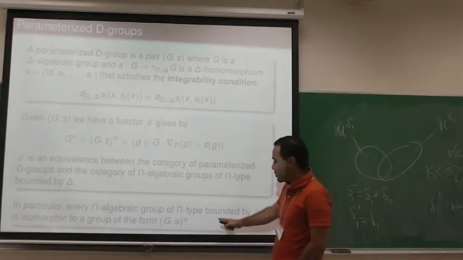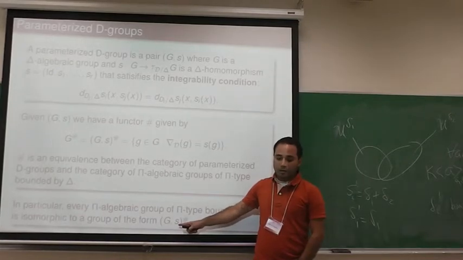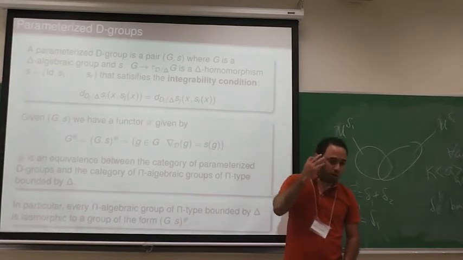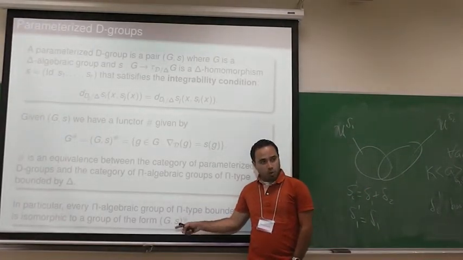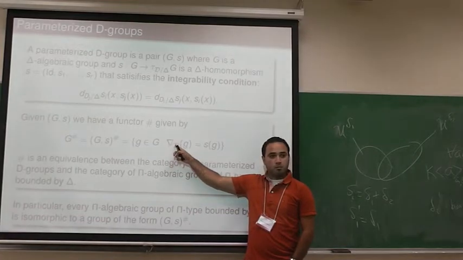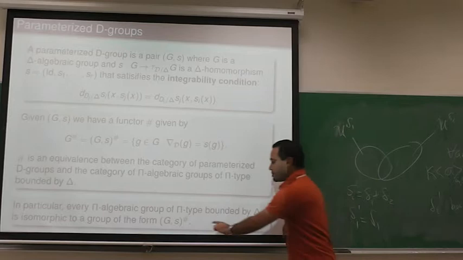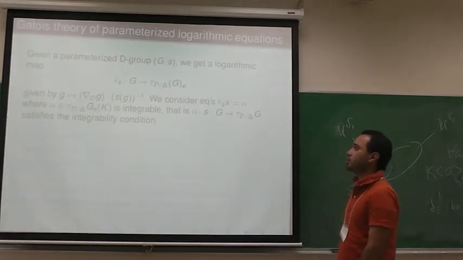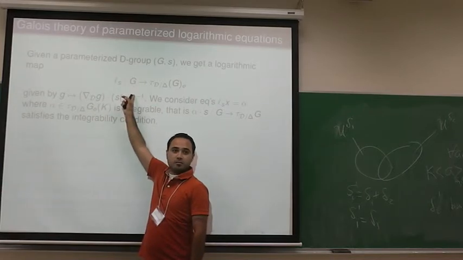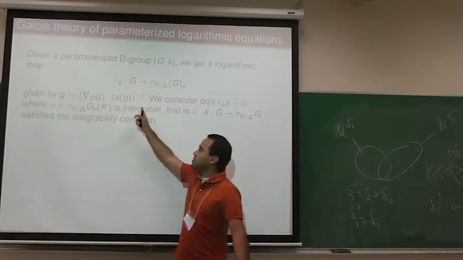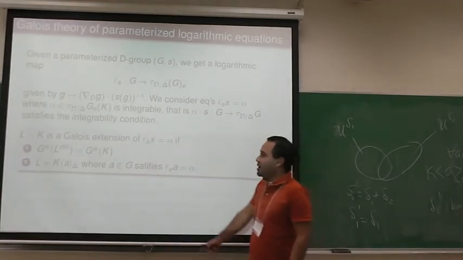Every differential algebraic group looks like this. If I have a differential algebraic group and I want to understand it, it's going to be isomorphic, as a differential algebraic group, to something of this form. This is true, so we can simply study these groups. Okay, and just like before, the differential times the section inverse gives me logarithmic maps. So I have logarithmic equations. And so now I can do exactly the same.